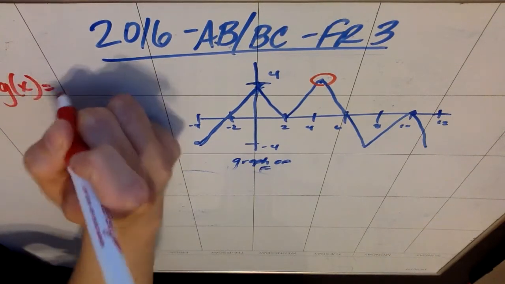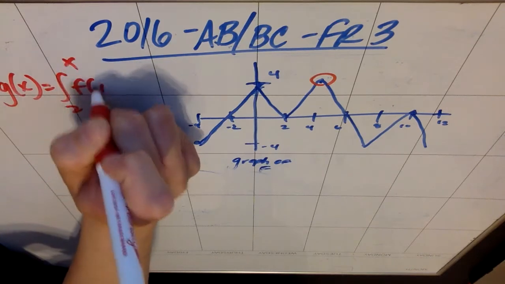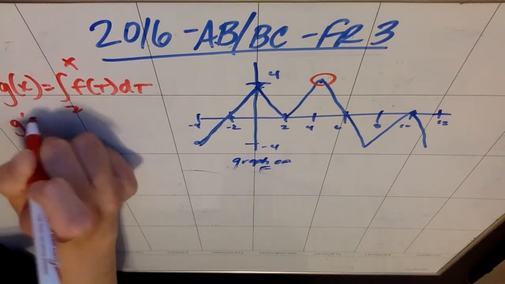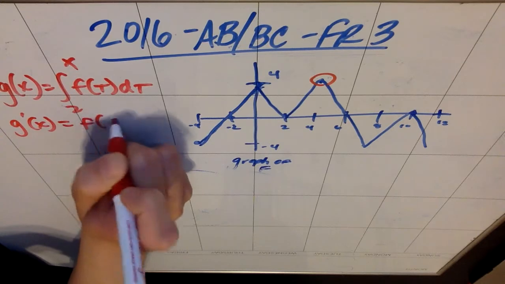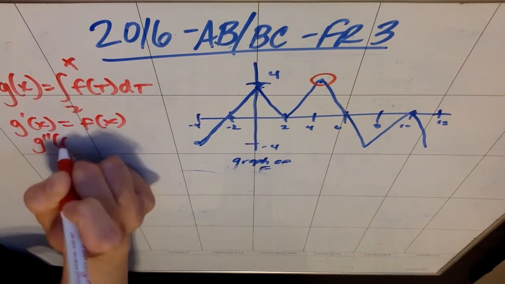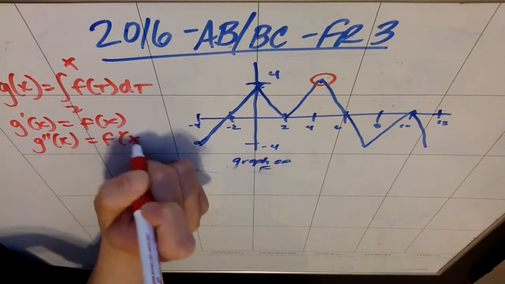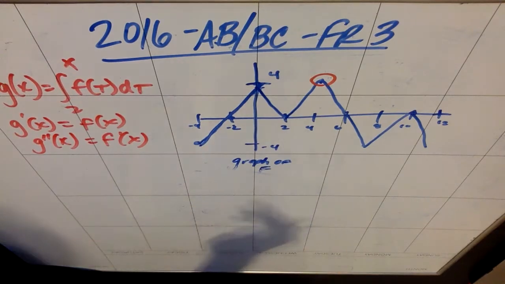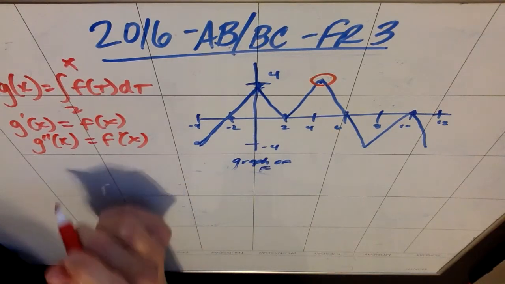We know that g of x is the integral from 2 to x of f of t dt, and we know that g prime of x is f of x, and we know that g double prime of x is f prime. It's worth keeping those where we can see them. Okay, so here's the thing. Extrema can only occur at certain points.